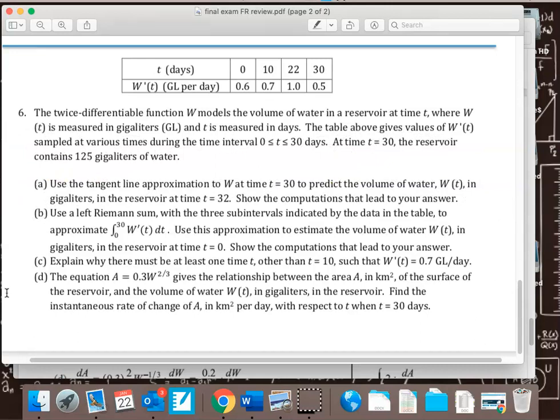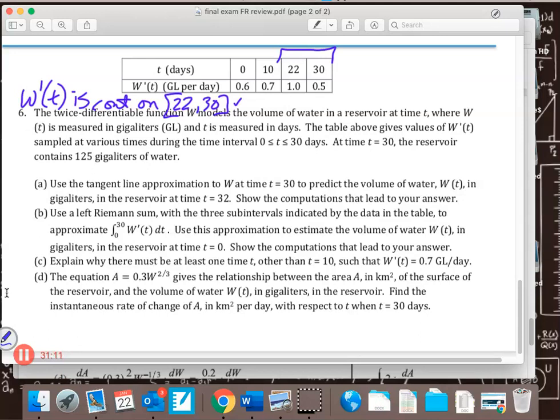Continuous, right? So we don't say W is continuous. We're not talking about W. We're talking about W prime. W prime is continuous on, and I'm going to look at this part right here, the closed interval 22 to 30. Check. How do I know that W prime is continuous? Because it says right there that W is twice differentiable.